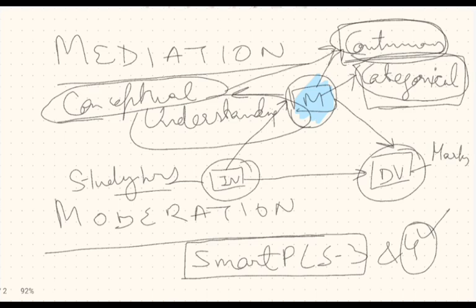You can do mediation in Process Macro, Smart PLS, Adanco. Lots of software is available, but it is important to understand the concept so that you can easily conduct it in any of the software.